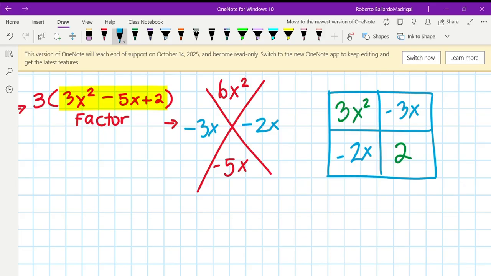All right, we have to factor out these rows. So we go row by row and we factor it out. So from 3x squared and -3x, I can take a 3x out. And from -2x and 2, I can take a -2 out.